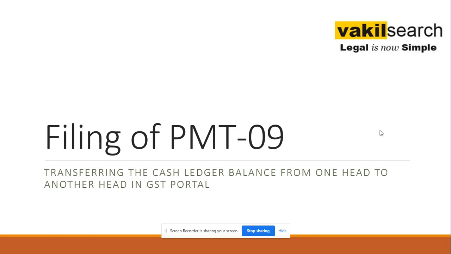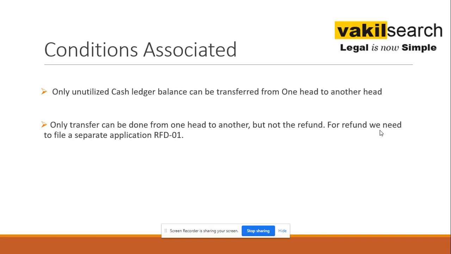If the customer has wrongly paid under the head of interest instead of paying it under the late fees, he can shift the cash ledger balance from interest to the late fees. Similarly, we will be able to shift from one head to another head.